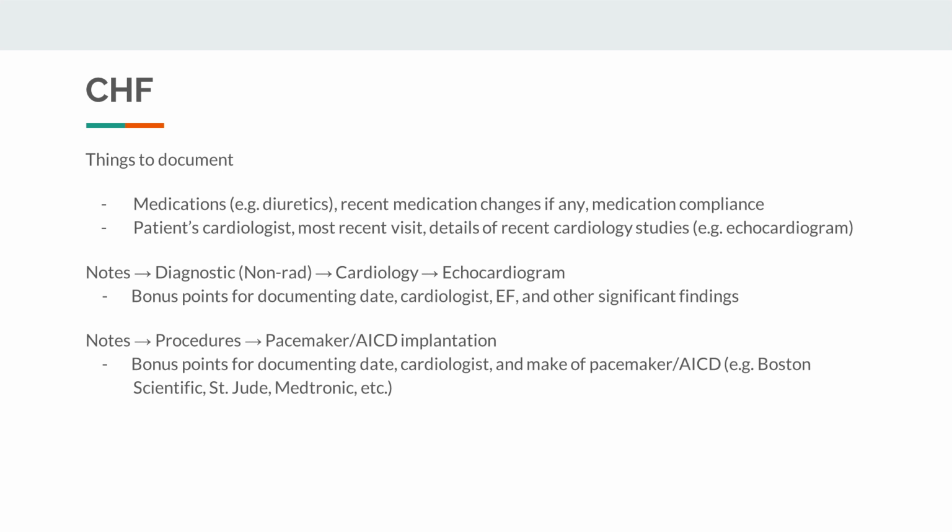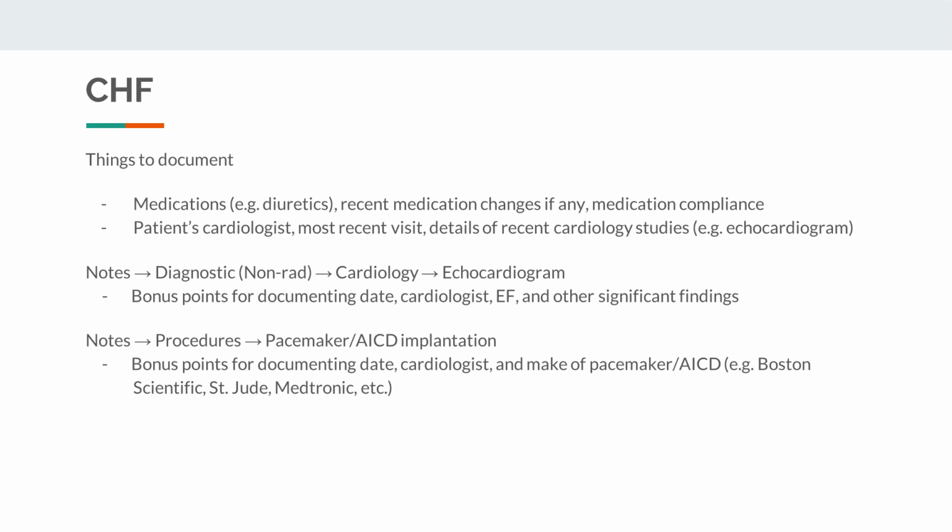On Cerner, you can find the details of an echocardiogram by going into Notes, Diagnostic Non-RAD, Cardiology, and looking for the echocardiogram. Feel free to read through the echo report and document the EF as well as any other significant findings. If the patient has a pacemaker or an AICD, you may be able to find details under Notes, Procedures, and looking for the pacemaker or AICD implantation note. It can be very helpful to know the maker of the pacemaker or defibrillator, such as Boston Scientific, Medtronic, or St. Jude. So that about wraps up CHF.